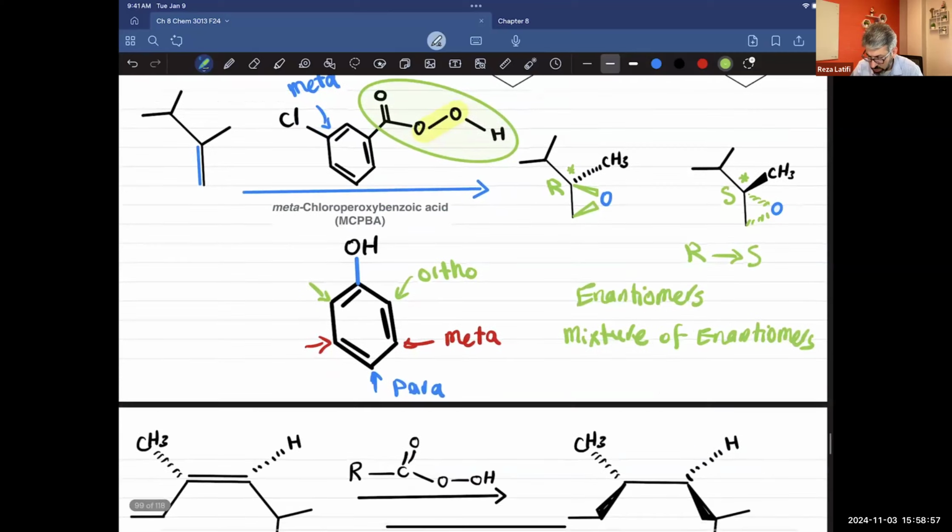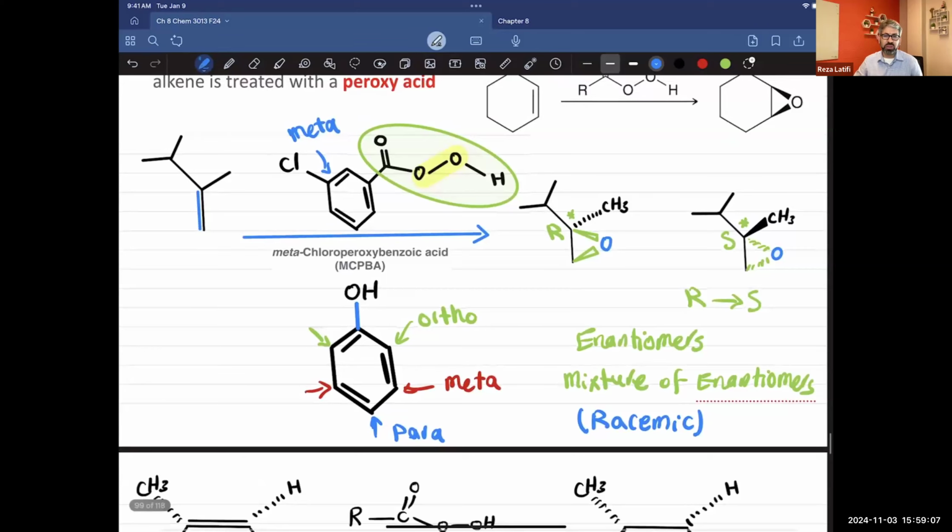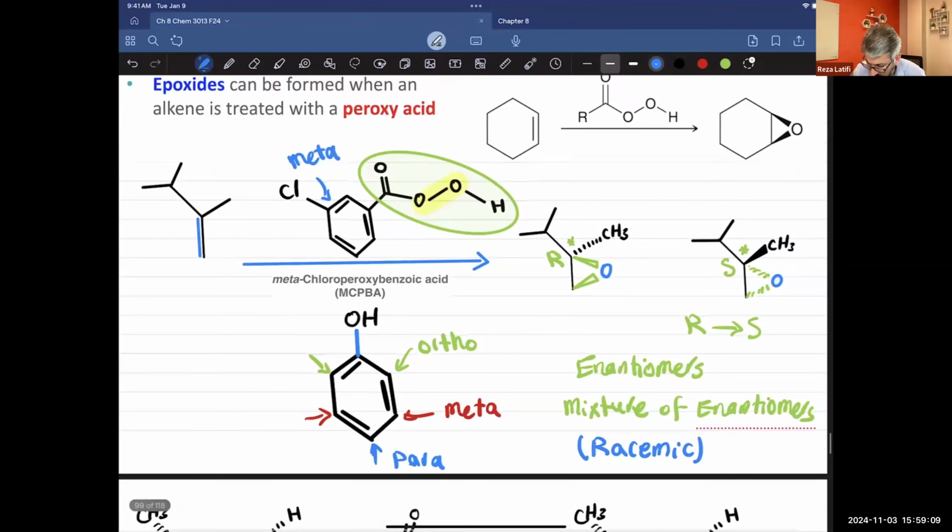So technically, the product is going to be racemic, which means optically not active. And in this case, we say the reaction is not enantioselective. So no enantioselectivity, okay? No enantioselectivity.